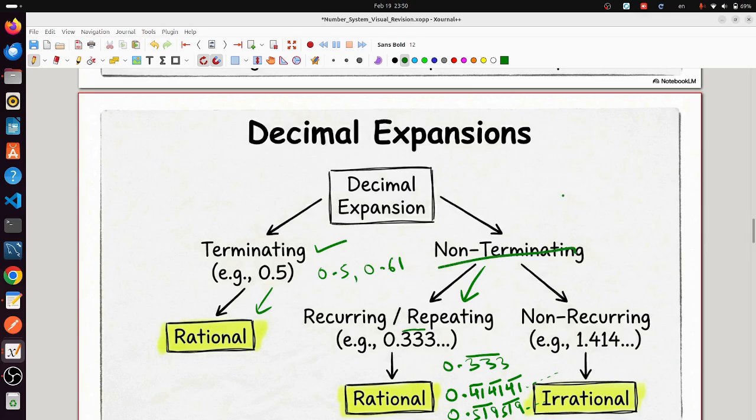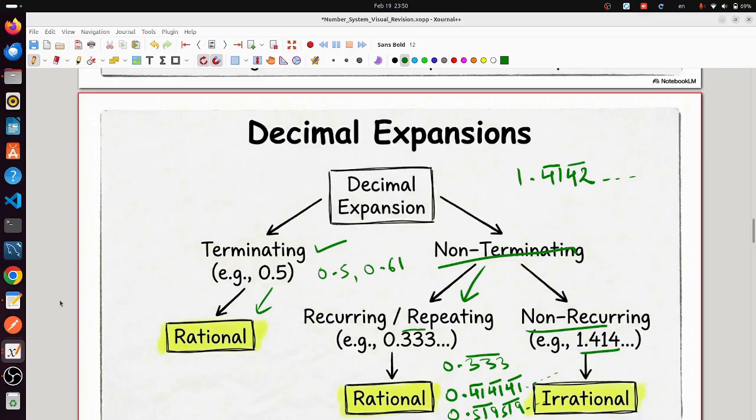But non-terminating numbers that do not repeat are irrational numbers. Non-terminating, non-recurring, this is very important. Here you can see the example, 1.414. If we have something like 4142, it is not repeating. If you consider 4142, these digits are different, so this is non-terminating as well as non-repeating.